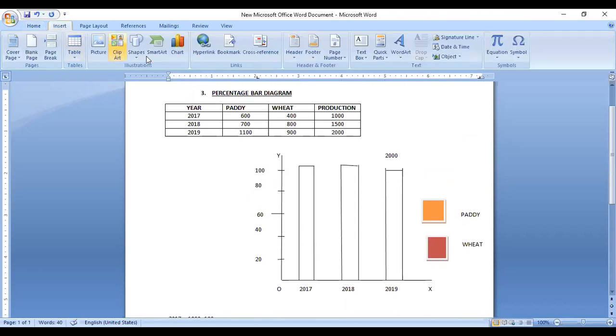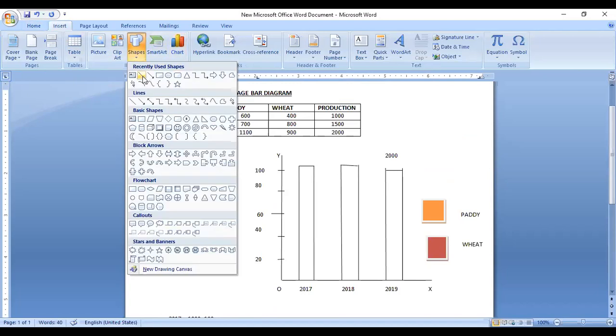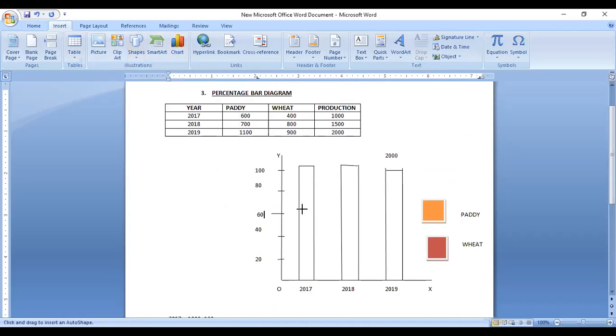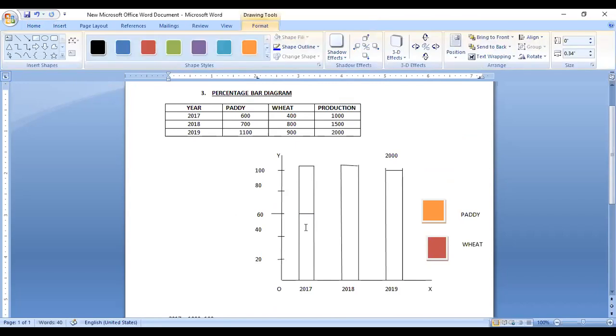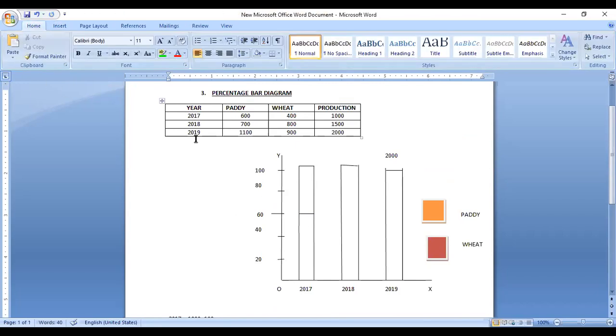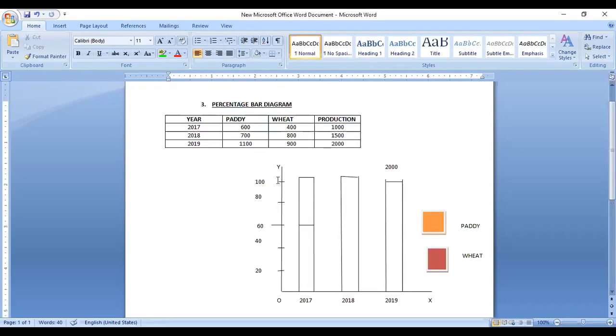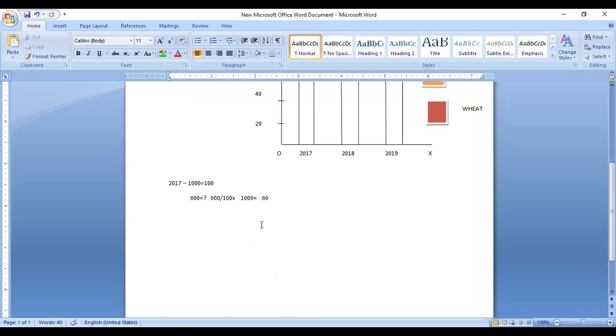So up to 60 in the year 2017, I am drawing the division. Okay. The remaining 40 out of 100, since 60 is paddy, the remaining 400 is wheat, and that is indicated by 40. Okay. Now coming to 2018.